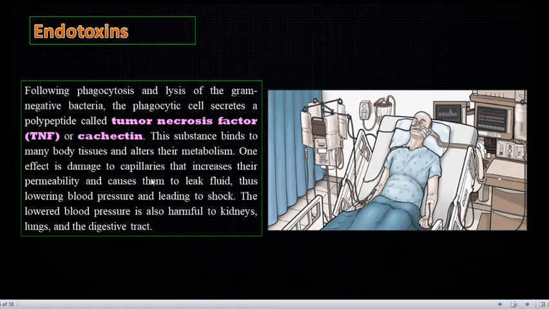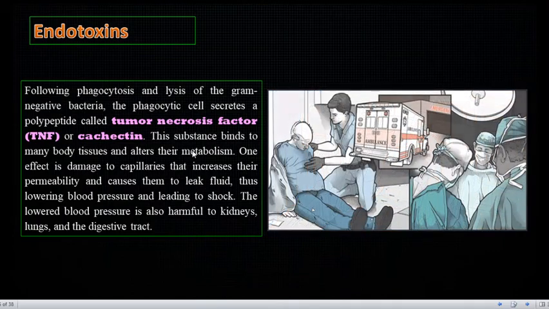And one effect of the changing of the metabolism of your host cell is it damages the capillaries that increases their permeability and causes them to leak fluid, thus lowering your blood pressure and leading to shock. So, kapag bumaba ang blood pressure mo, you can experience shock. Now, the lowered blood pressure is also harmful to your kidneys, lungs, and digestive tract.